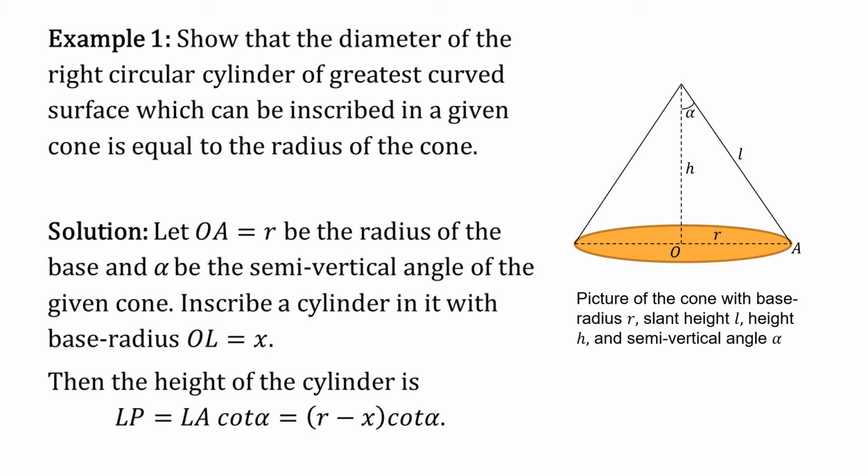Let OA equals R be the radius of the base and alpha be the semi-vertical angle of the given cone. Inscribe a cylinder in it with the base radius OL equals x. Then the height of the cylinder is given by LP equals LA into cot alpha, which equals (R minus x) into cot alpha.